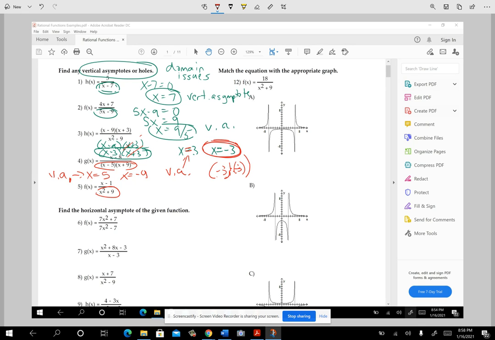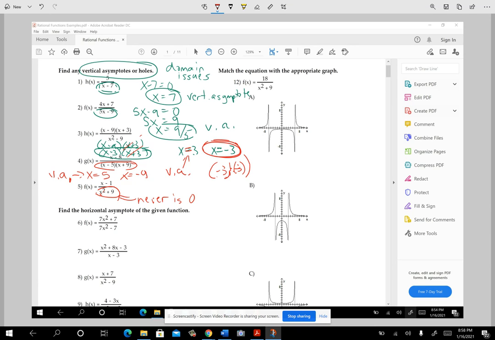Okay. All right, now this is an interesting one. Okay, x squared plus 9. Let's think about that. No matter what you plug in for x, you're squaring it. So 0 would be 0 when you square it. If you put a positive 3 in, you'd get positive 9. If you put a negative 3 in, you'd also get positive 9. This right here can never be 0. Never is 0. So you don't have any holes.